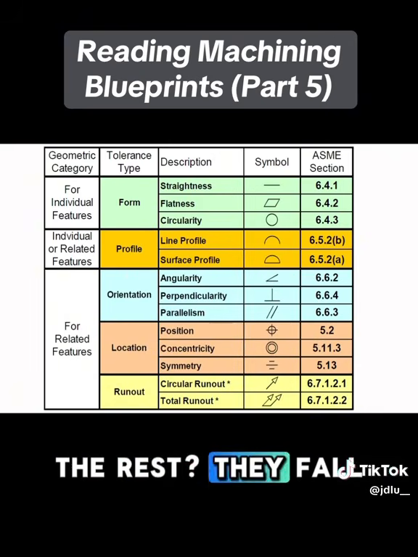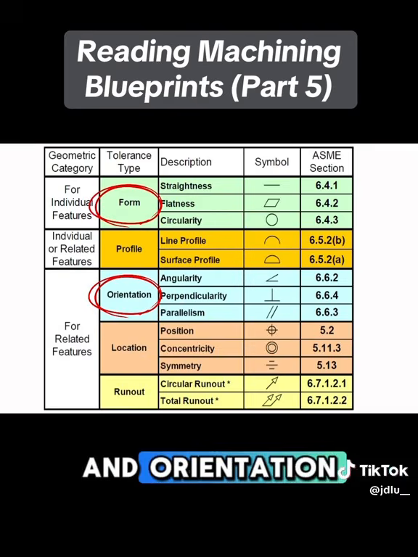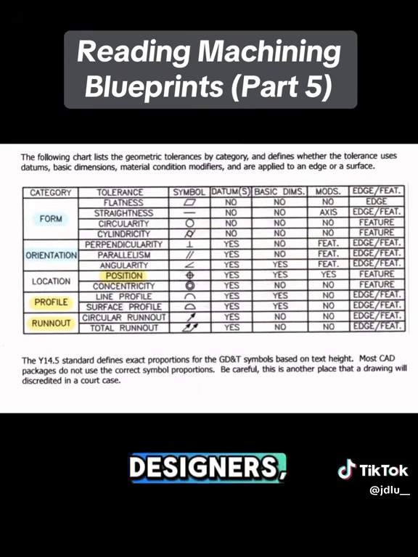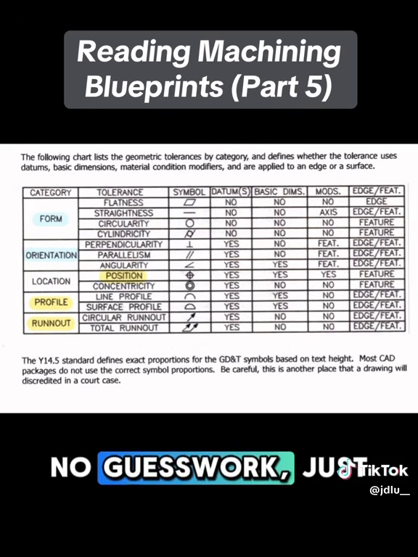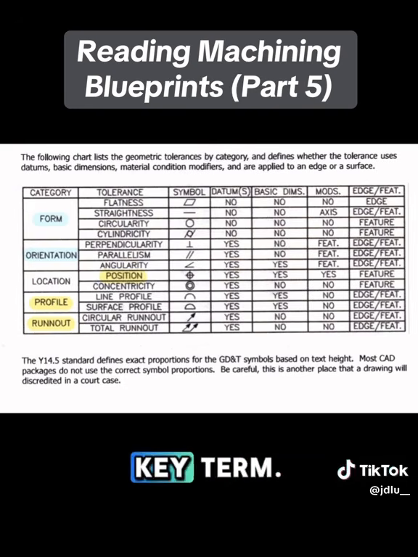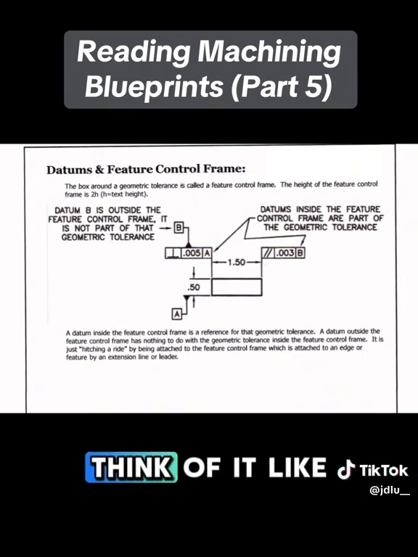The rest? They fall into two main categories: form tolerances and orientation tolerances. These symbols help designers, machinists, and inspectors all stay on the same page. No guesswork, just clarity. Let's break down a key term. A datum is a reference point, edge, or feature you measure from. Think of it like an anchor.